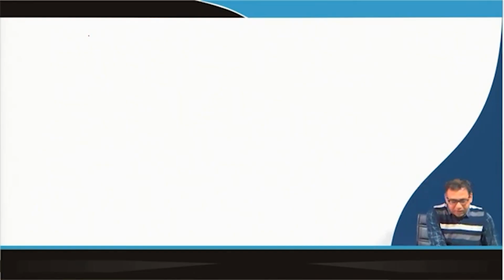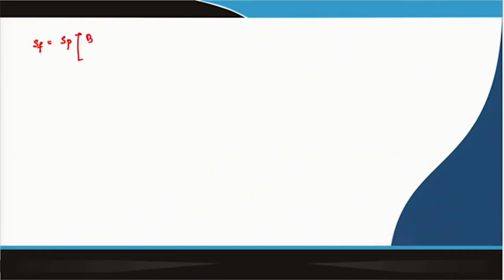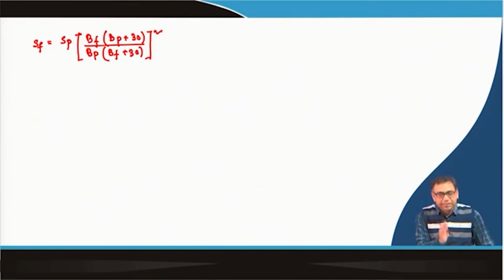So, for the clay soil, the settlement of the foundation is equal to the settlement of the plate, times BF, the width of the foundation, times BP plus 30, divided by BF plus 30, the whole to the power square. Okay. So, BF is the width of the foundation, and BP is the width of the plate.